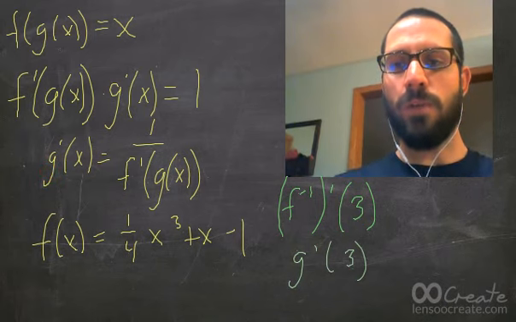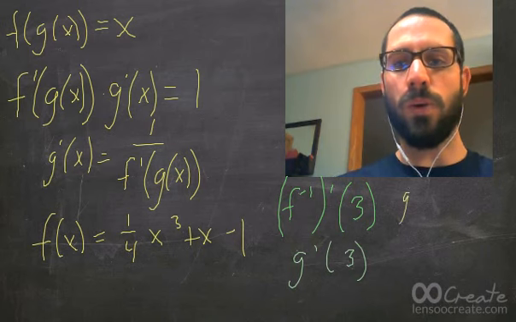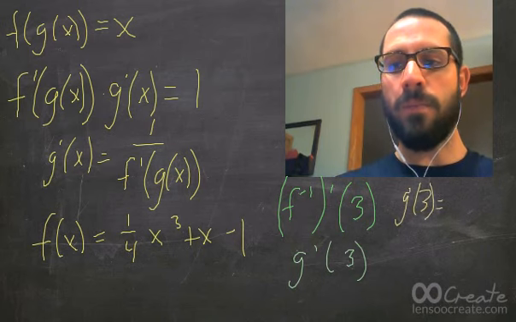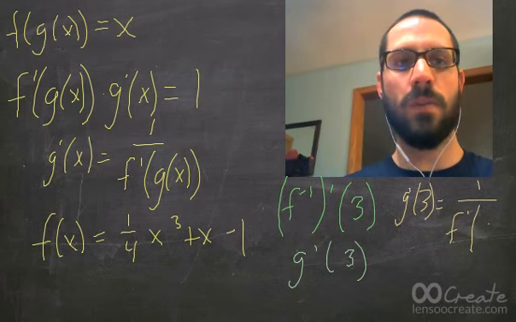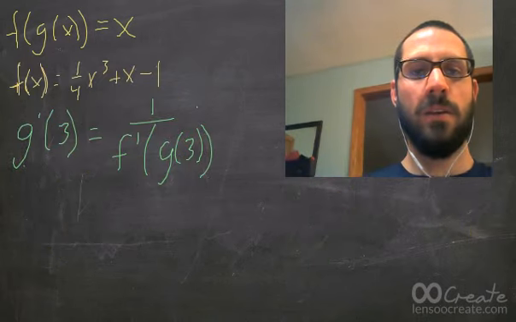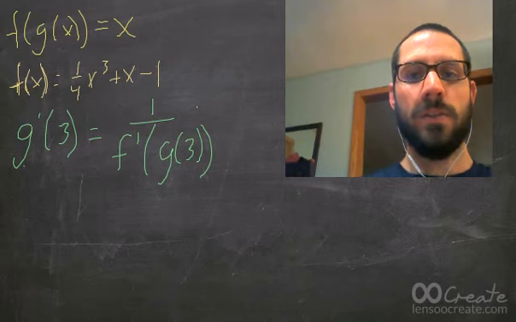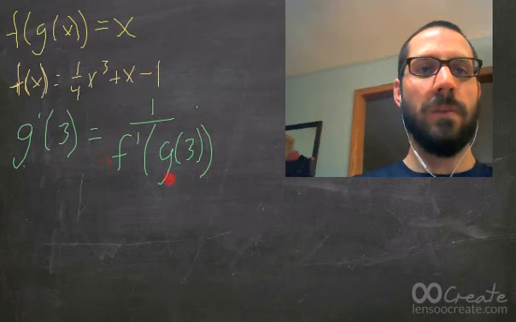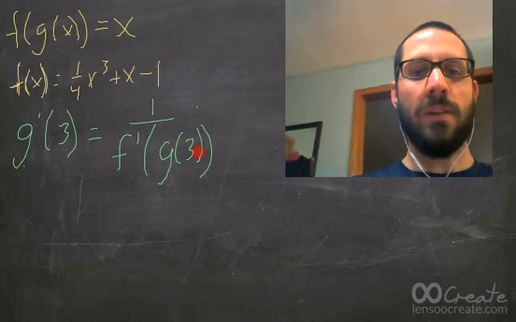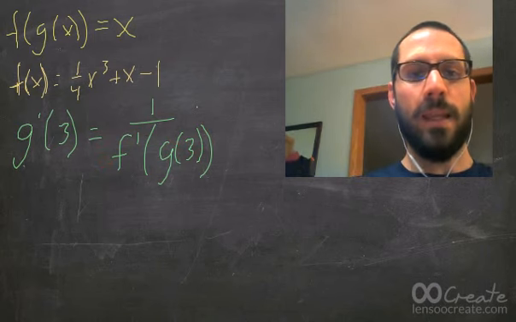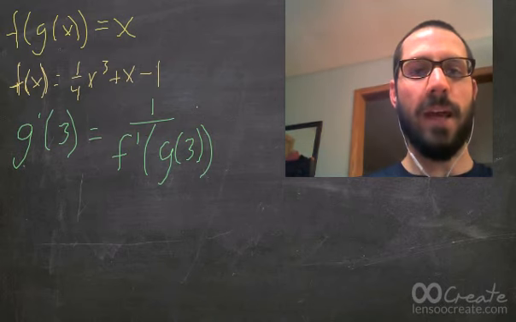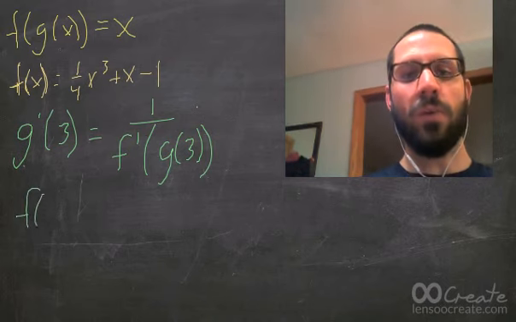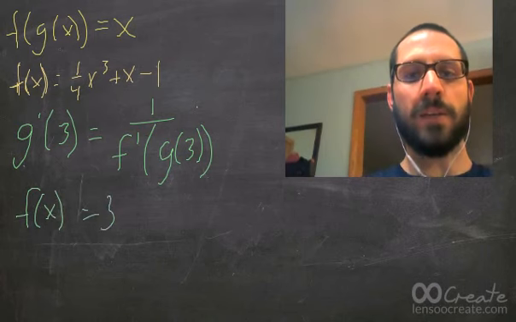So if we plug that into our formula, g prime of 3 will be 1 over f prime of g of 3. So the first thing we're looking at is we'd like to know what is g of 3 in order to run through this. To find what g of 3 is, we need to know what x in f gives me 3.